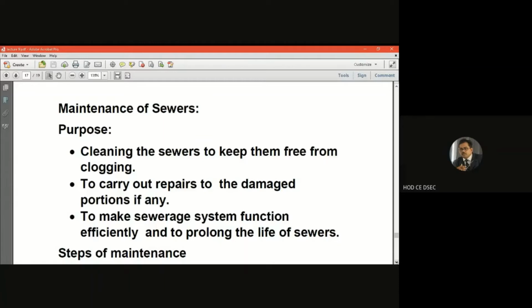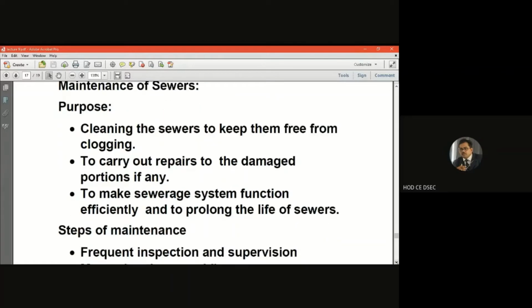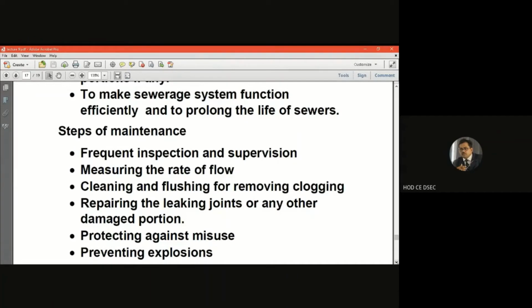And lastly, to make the sewerage system function efficiently and to prolong the life of sewers. Every material definitely has a life period. So to maintain a prolonged life of the sewers, time to time maintenance is required, as well as for proper efficient functioning. Now, what are the steps then? Frequent supervision and inspection are done in the maintenance.